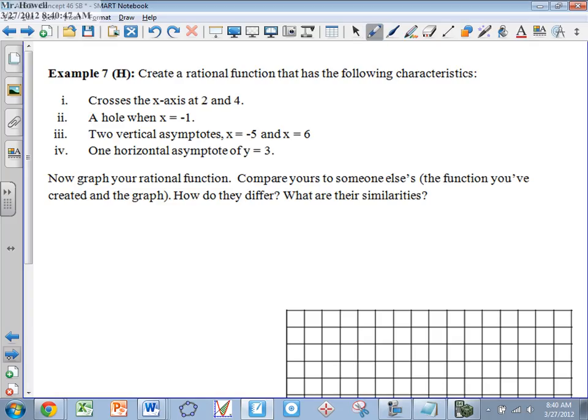Criteria one is that it crosses the x-axis at 2 and 4. No longer touches. Touches has to do with the tangent, so you'd have a double root, but it kind of messed up the graph. So this is going to have just 2 and 4.